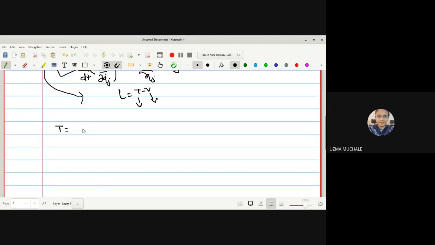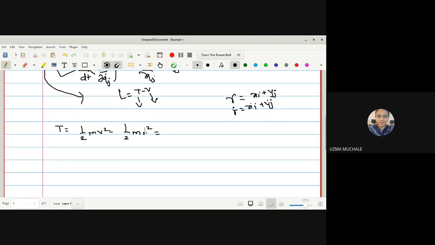The formula for the kinetic energy is 1 upon 2 m v square, that is 1 upon 2 m r dot square. Now we need to know what r dot is. In the 2D plane, the position vector r is equal to x i plus y j. What will be r dot? x dot i plus y dot j.